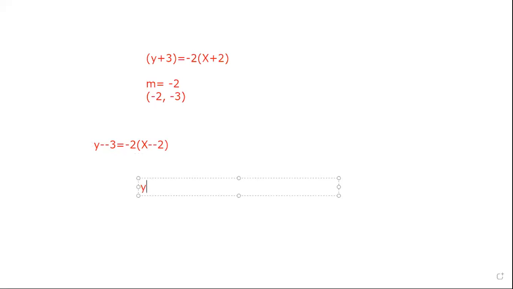y plus 4 equal 4 over 5 times x plus 1. Who will answer? I want the slope and I want the point which the line will pass through. The slope is what? It's 4 over 5. The slope will be 4 over 5. And what is the point? -1 and -4.